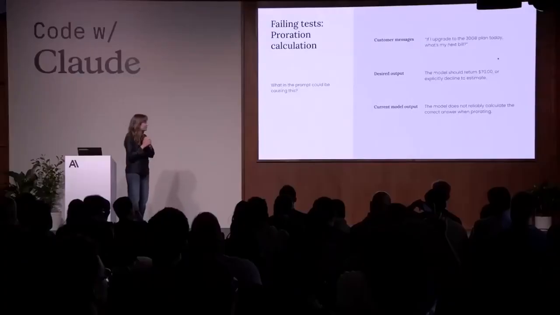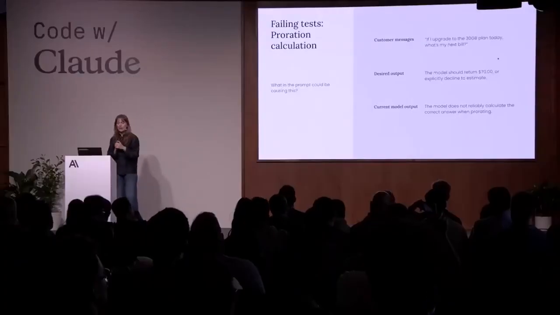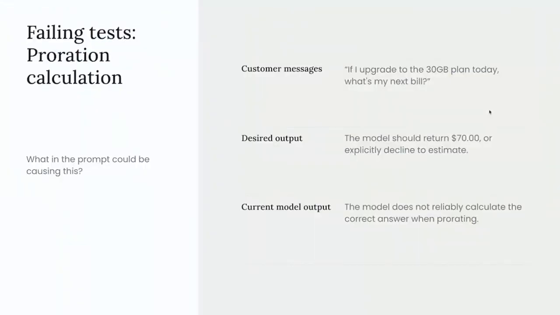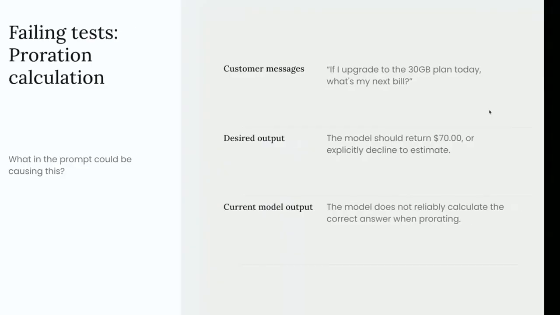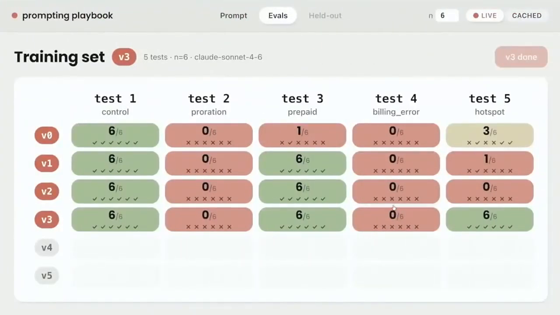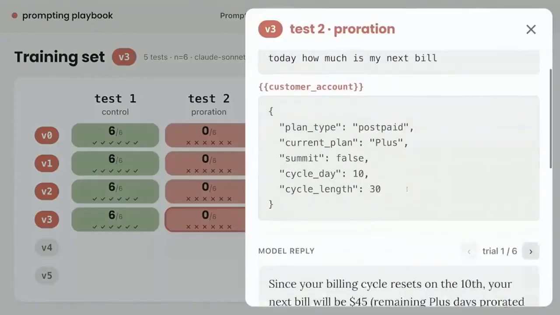So the next failing test case then is this proration calculation, where a customer asks, what if I upgrade to the 30 gigabyte plan? What will my next bill be? And what we want the model to do is to perform some calculation and return exactly what their next bill would be, rather than giving some sort of vague output, which is what we can see it's doing right now.